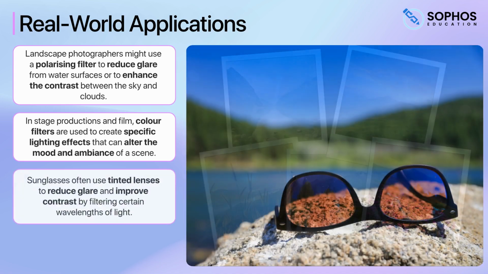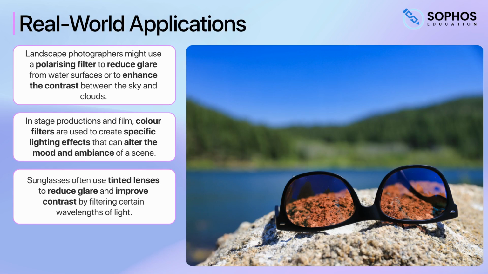Finally, sunglasses often use tinted lenses to reduce glare and improve contrast by filtering certain wavelengths of light. This can make it easier to see in bright conditions and reduce eye strain. These examples highlight how the principles of colour filtering are applied to enhance visual experiences in various contexts.